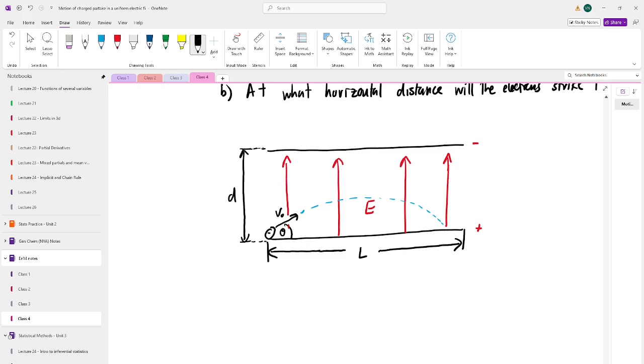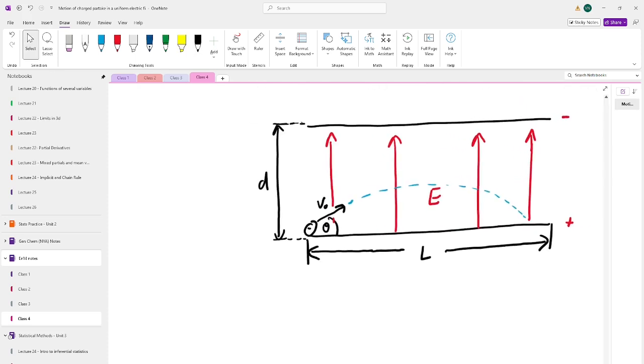So what we're looking for here, really, is the time it will take to travel the length of the lower plate. So let's calculate that.